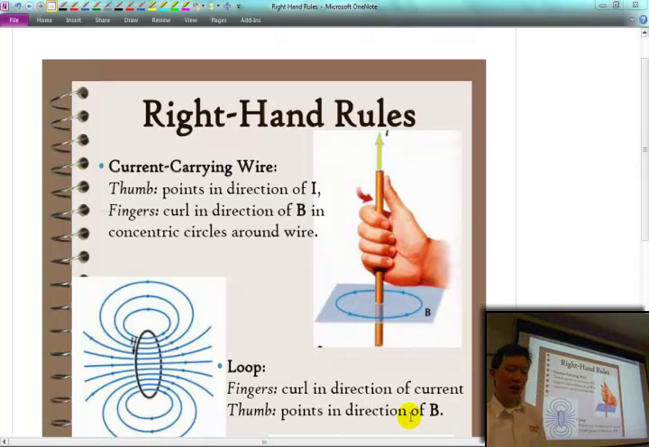So the first one is called the grip rule right here, where if you have a current flowing through a wire, okay, you guys remember what the symbol I stands for? I stands for what? I is for electric current measured in amps. You take your thumb for your right hand, you point it in the direction of the current, and then your fingers curl in the direction of the magnetic field, B. And notice that the magnetic field is perpendicular to the wire. You see that? So magnetic field lines will flow in concentric circles perpendicular to the wire.